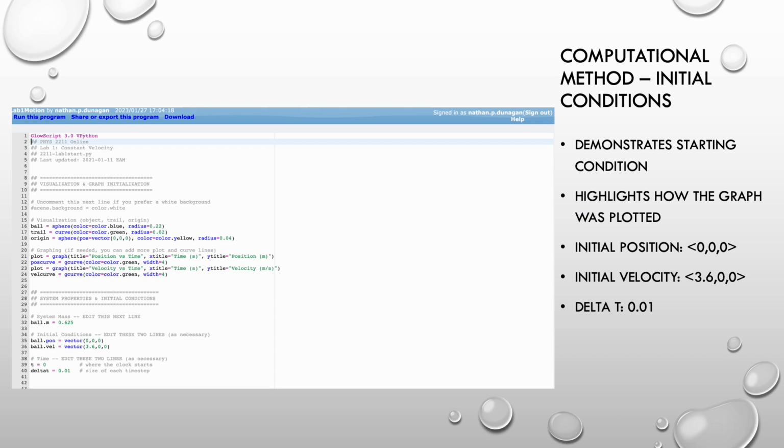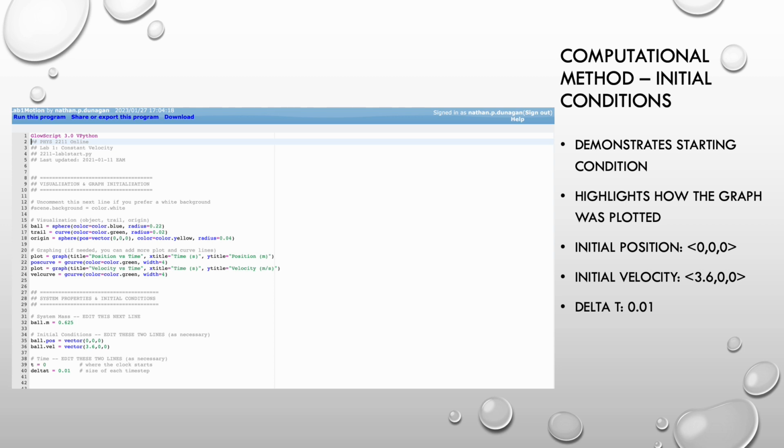And now my computational method, I had to set some initial conditions demonstrating the starting condition. And this highlights how the graph was plotted. I wrote this code using Python and GlowScript. I set the mass equal to 0.625 as this is representative of the mass of a basketball, which is what I just used in my experimental method.